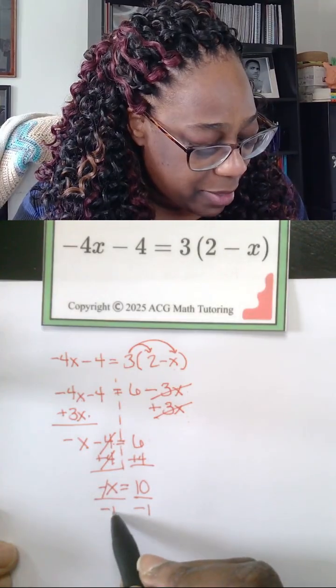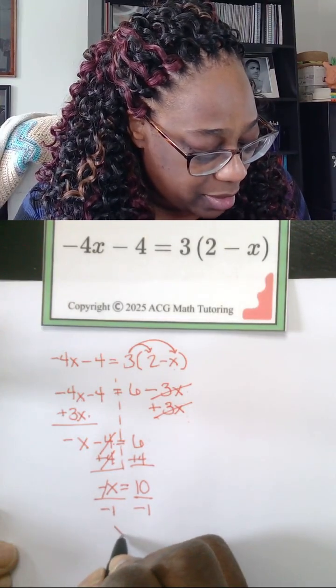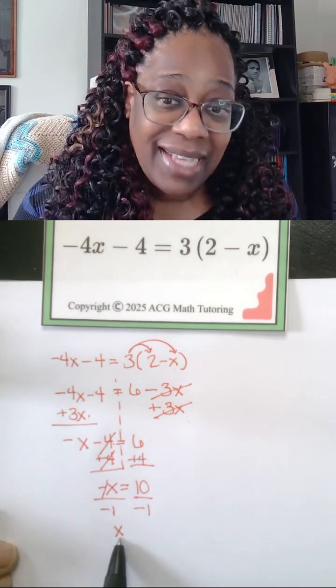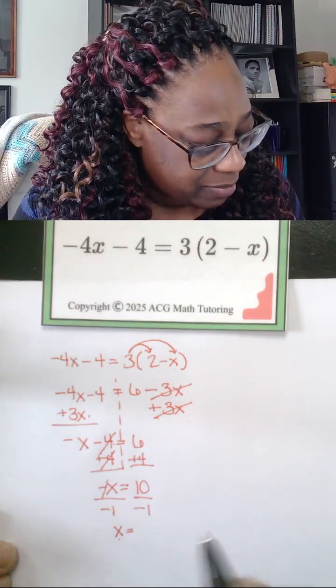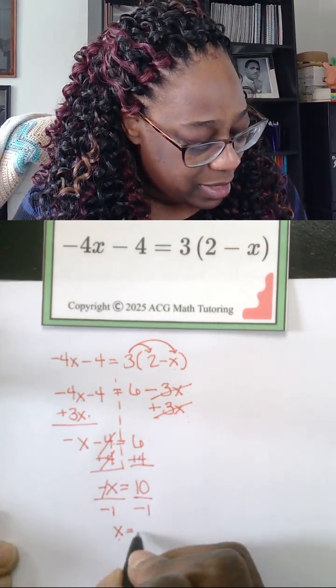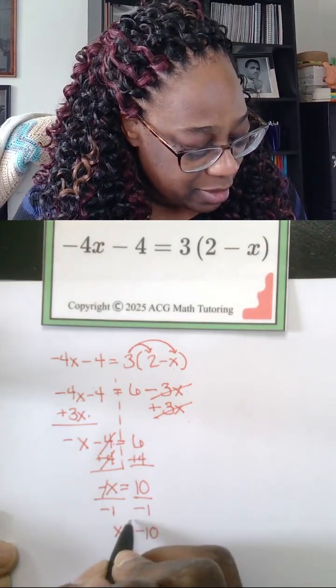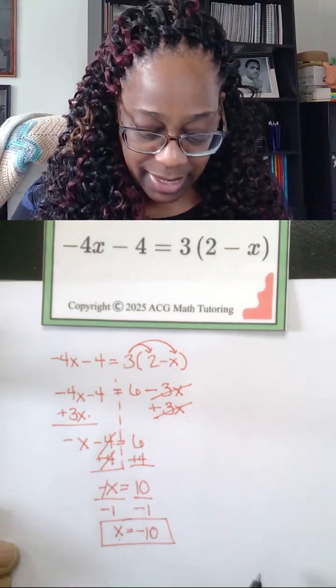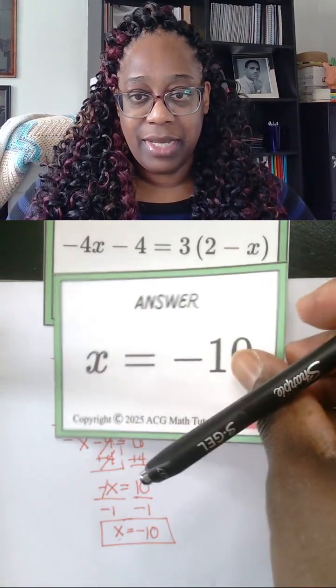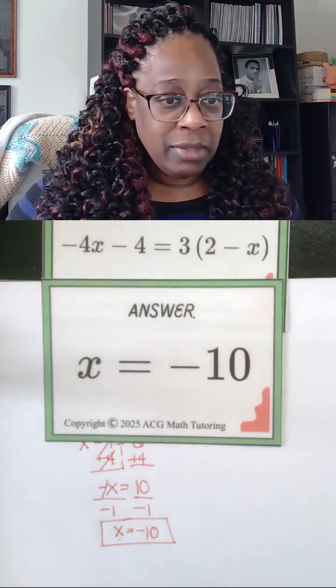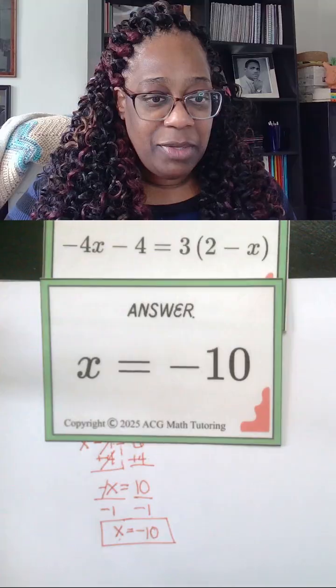Negative 1 divided by negative 1 gives me a positive 1, and positive 1x and x mean the same thing. Equals 10 divided by negative 1, that gives me negative 10. So x is equal to negative 10. And then here is my matching. Remember to do this?